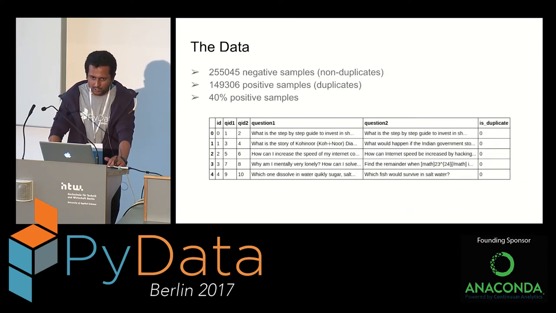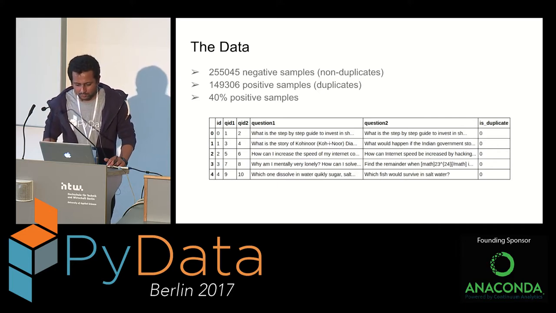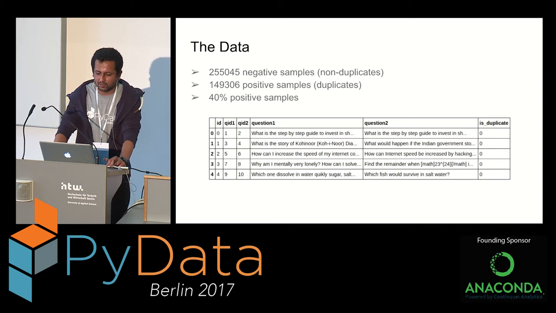This is a snapshot of the data. There are 255,000 negative samples and 149,000 positive samples, so approximately 40% positive samples. In the snapshot I took, the first few were all non-duplicates, so no duplicates there.